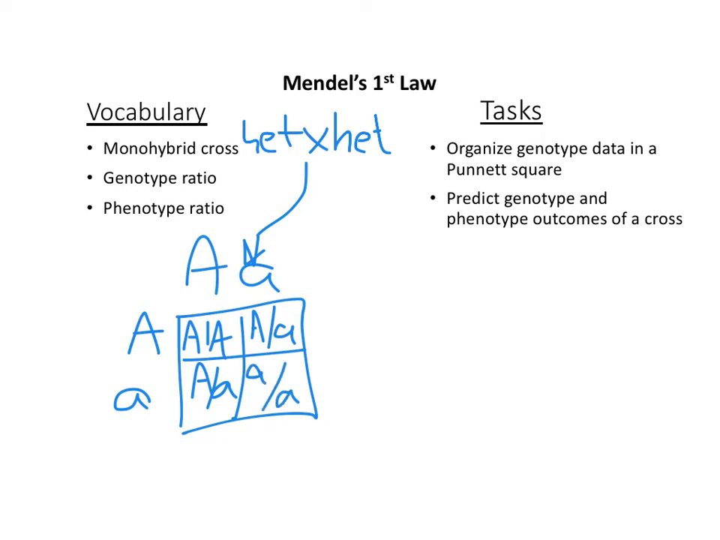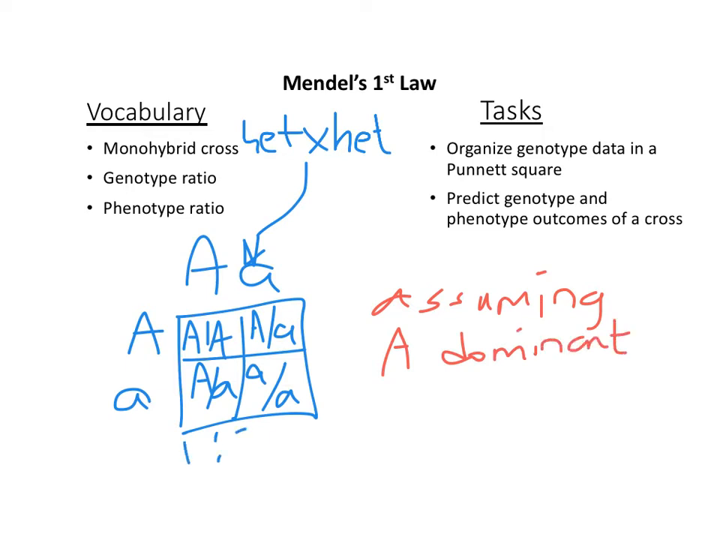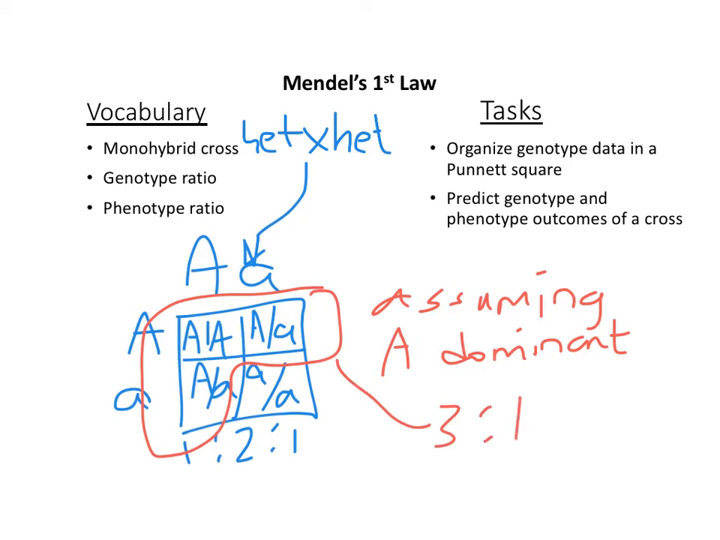And assuming, this is what we're talking about today, assuming, and it is true that geneticists tend to use capital letters to indicate dominant alleles, assuming that A is dominant, that 1:2:1 genotype ratio turns into a 3:1 phenotype ratio, with any of the individuals having a capital A, one copy or two, having the dominant trait and the homozygous recessive individual having the recessive trait, whatever that is.